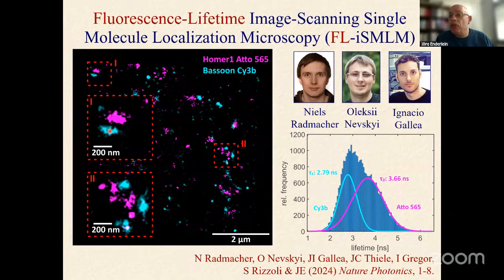And it is super important when you come down to such a resolution of a few nanometers, because when you would do dual color imaging, you would have for sure chromatic aberration problems, which are completely absent when you use lifetime for doing the imaging.